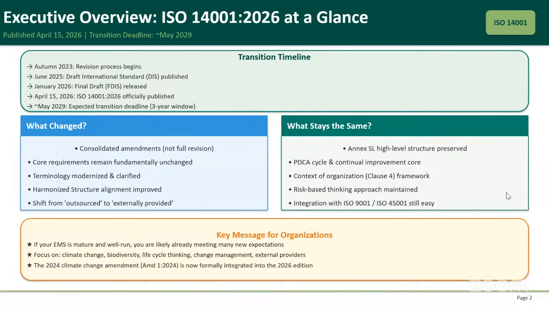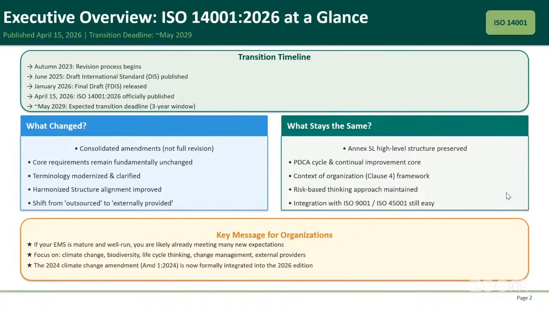Thank you. Soil strength. That is an overview, a general view of what the PDCA means. I'm only explaining that one statement. PDCA cycle and continual improvement core. These ones, they are still there. There are no changes. It remains the same. Context of the organization remains the same. Risk-based thinking remains the same. And integration with the standard is still very easy. And that is why we are here.